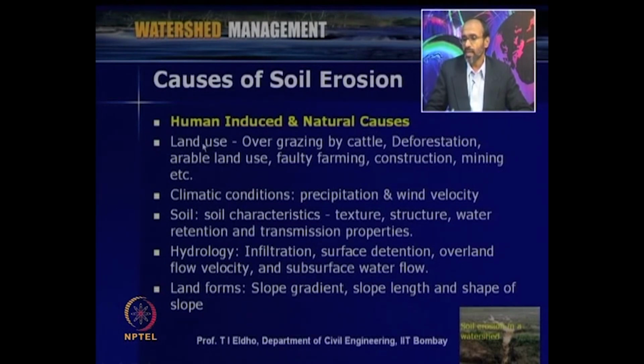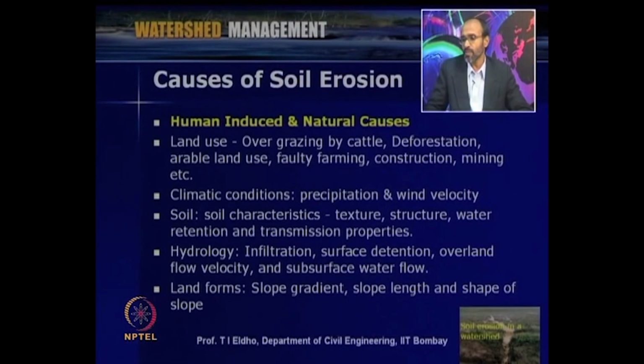Like land use. Land use changes are mainly taking place due to human induced causes like overgrazing by cattle, deforestation, arable land use for faulty farming, construction activities, mining, etc. Then among natural causes, there are climatic conditions, like precipitation, such as high intensity rainfall, and high velocity winds. Also, soil erosion depends upon the nature of the soil, so soil characteristics are very important.